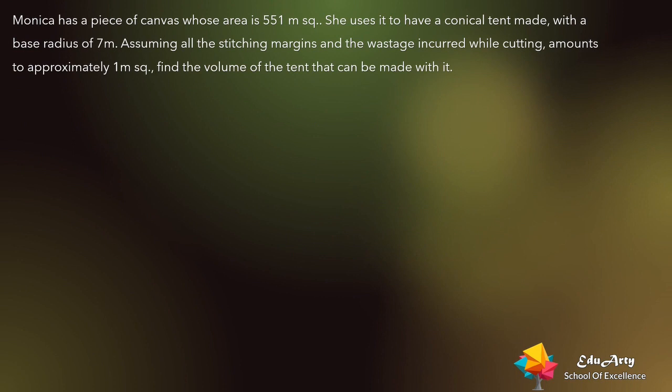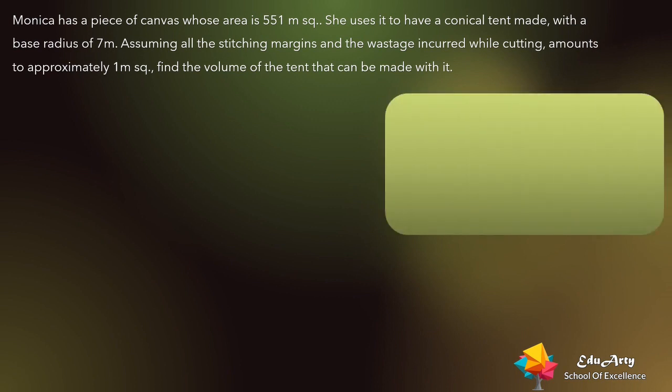Okay, let us see what sum this is. Monica has a piece of canvas whose area is 551 meter square. A canvas is given, the area of this canvas is 551 meter square. She uses it to make a conical tent with a base radius of 7 meters. Okay, a conical tent she is making, and the base radius r is equal to 7 meters.